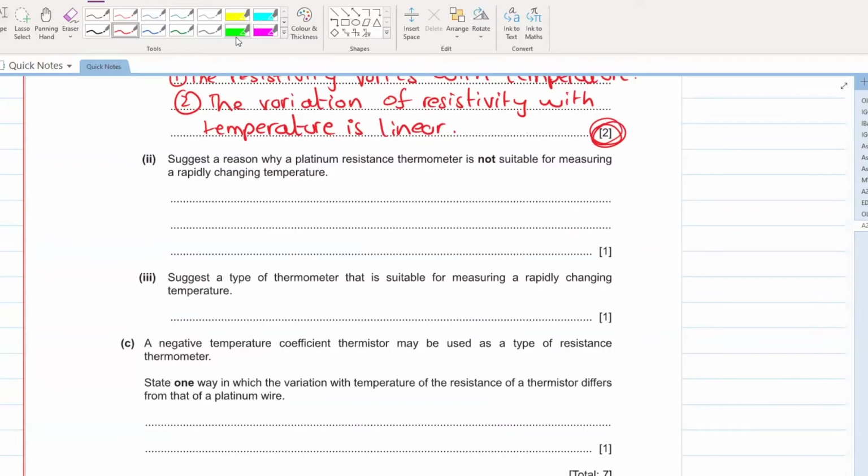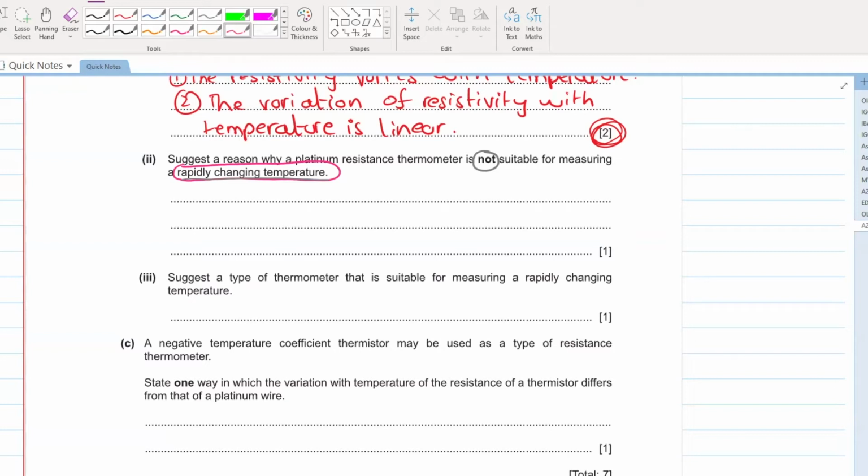Suggest a reason why platinum is not suitable for measuring rapidly changing temperatures. Why is platinum not suitable for measuring rapidly changing temperatures? Any geniuses in the chat who would like to answer this?